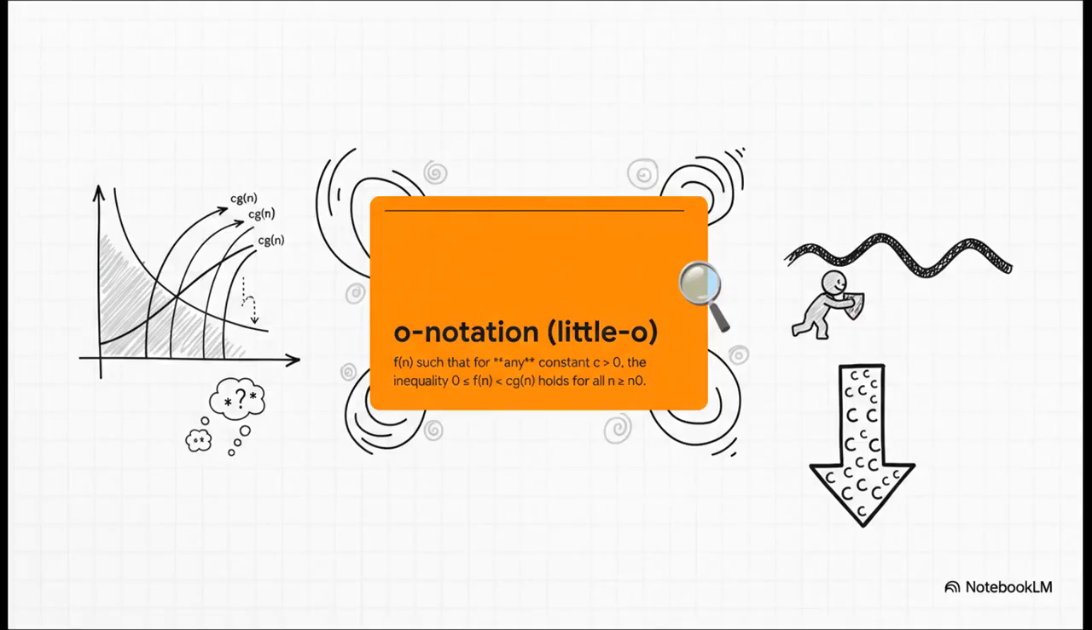The formal definition really shows you the secret sauce here. Remember, for big O, that inequality just had to hold for some positive constant c. But for little o, the inequality has to hold for any positive constant c you can possibly dream up. You can make c ridiculously, absurdly tiny, and if you go far enough out on the n-axis, f of n will still eventually have to duck underneath it. It's a much, much stronger statement.